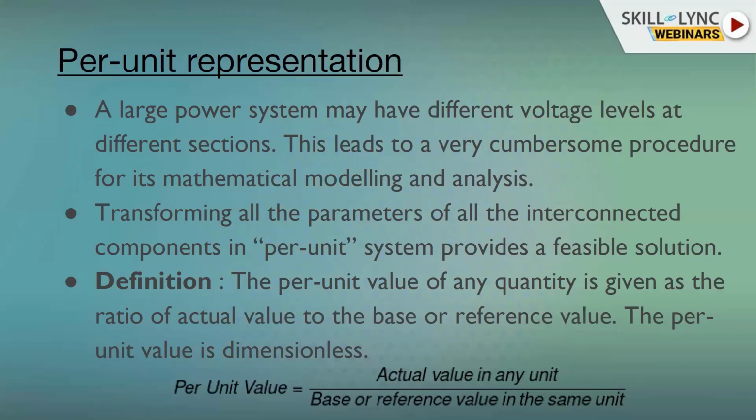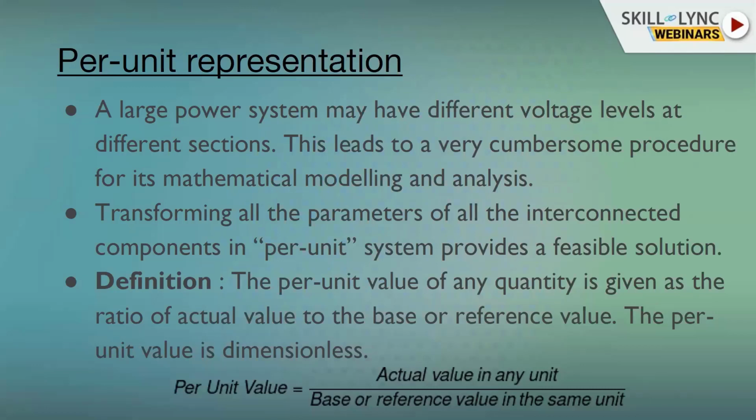In a power system network, there may be different voltage levels at different sections. This leads to a very cumbersome procedure for mathematical modeling and analysis. The per unit representation is very effective in mathematical modeling and analysis. Transforming all the parameters of the interconnected components into the per unit system provides a feasible solution, as I have already told. The per unit value of any quantity is given as the ratio of the actual value to the base or reference value. The per unit value is dimensionless also.